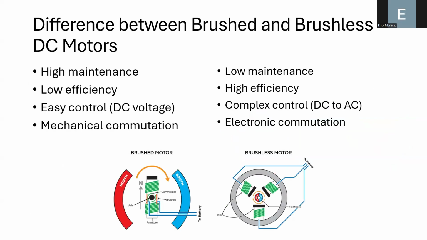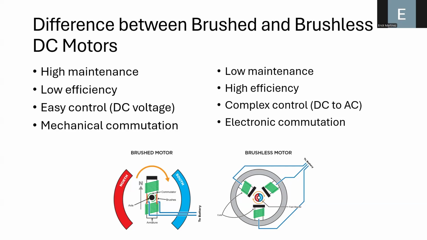So here are some comparisons. For example, on the left side, there are some characteristics of brush motors. First, we need high maintenance for brush motors. Also, they have low efficiency. They are easy to control. That is their main advantage. We can control them very easily. But the problem is that they require mechanical commutation. That is also related to the fact that they require high maintenance.